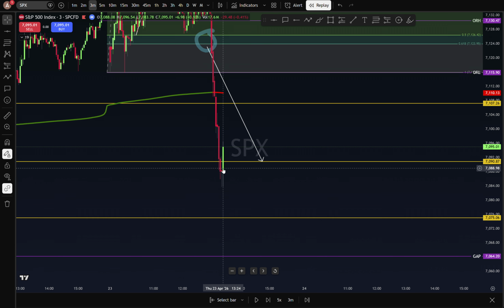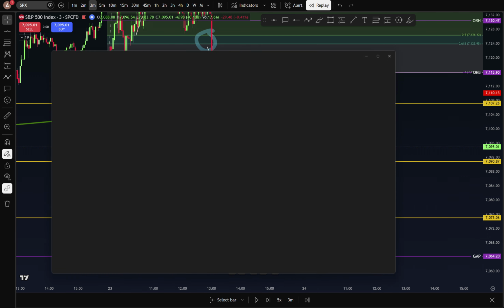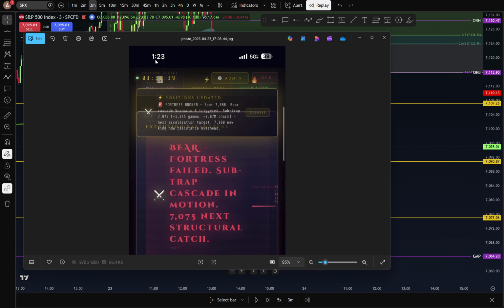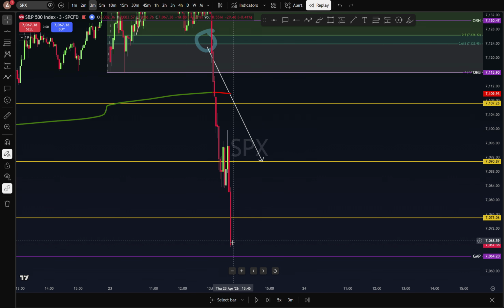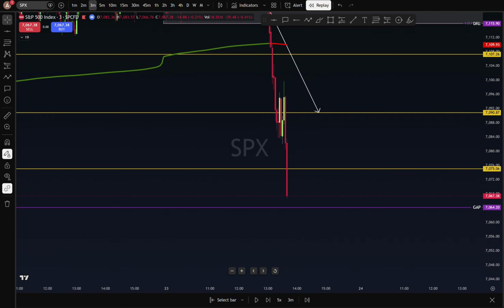What time is it right now? 1:26. So this update came around 1:23, right? So when the update comes, after 3 minutes you could have shorted again from here, targeting this one, and then boom. You see, this is the gap fill.